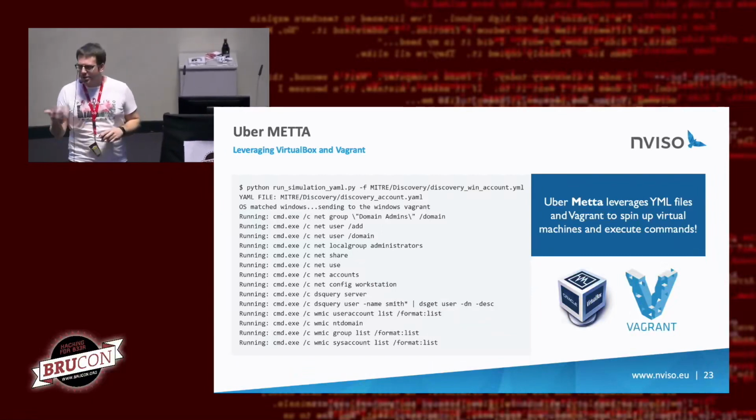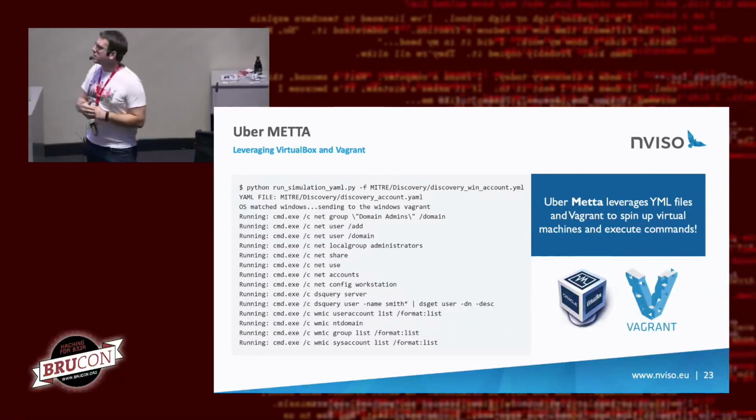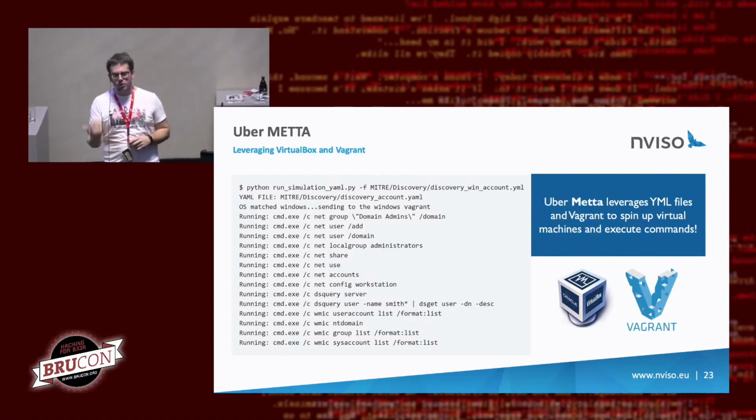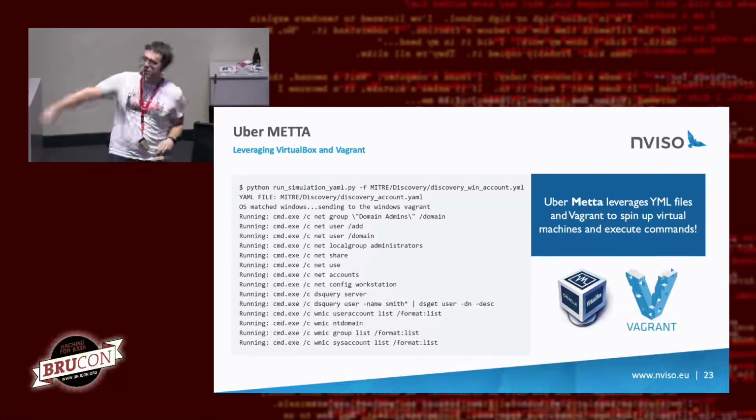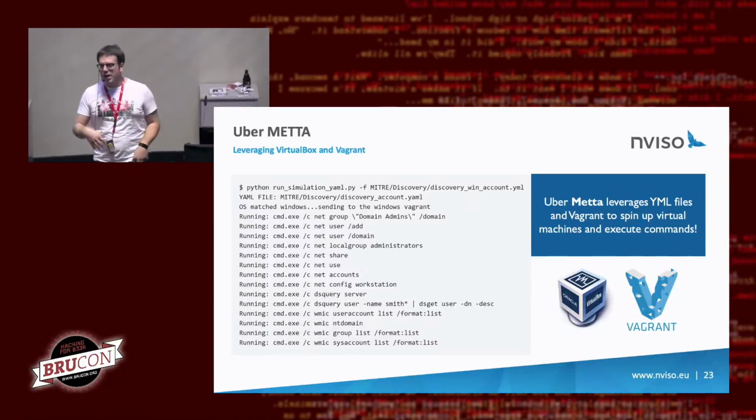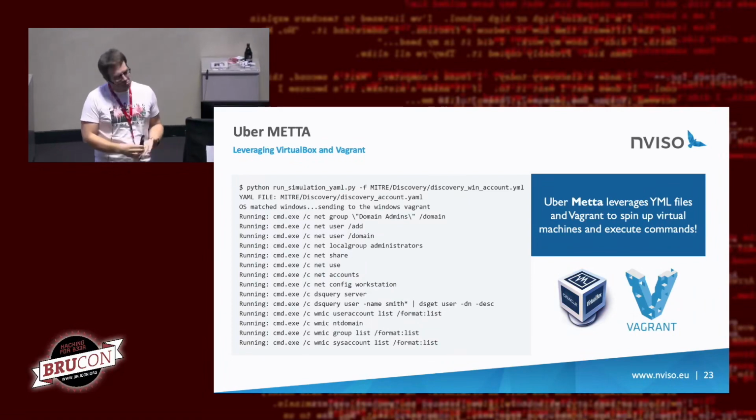Uber Meta, a bit less well known, mainly developed by Chris Gates, who I think is more well known by his nickname, which is Carnal0wnage on Twitter. So he developed this one, which uses Vagrant and VirtualBox to spin up machines as well and to just run commands as well. Very similar, uses YAML files for configuration. You specify what specific commands you want to run, and again, it emulates that kind of stuff. Nice.